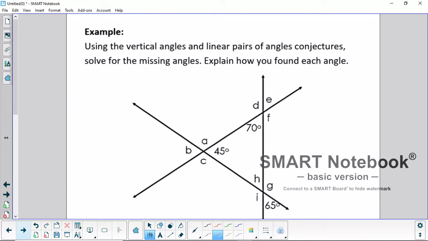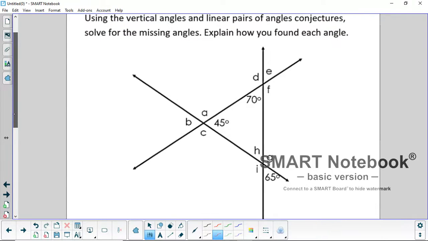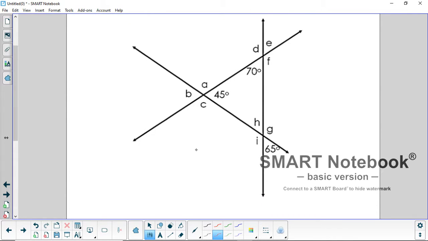All right, now we're going to practice using some of our angle skills here. We have quite a few vertical and linear pairs in this diagram, and we need to solve for the missing angles, explaining how we found each one. Now, there's different ways to approach every problem. It just depends on what you see visually in the example.